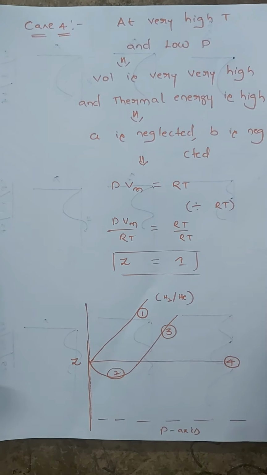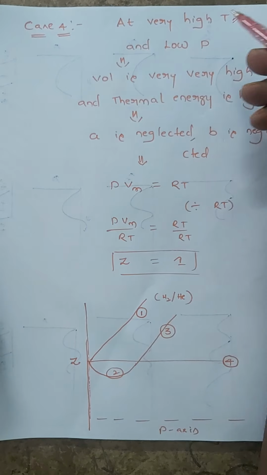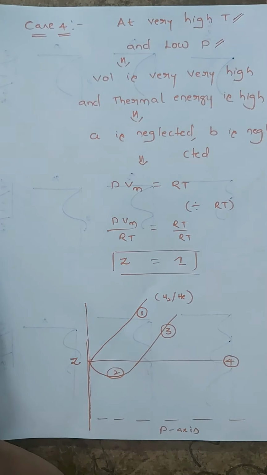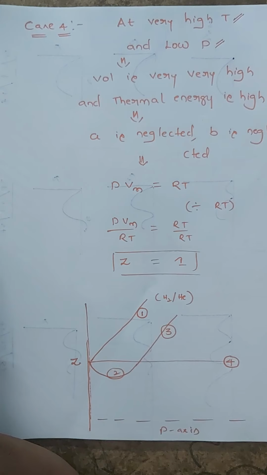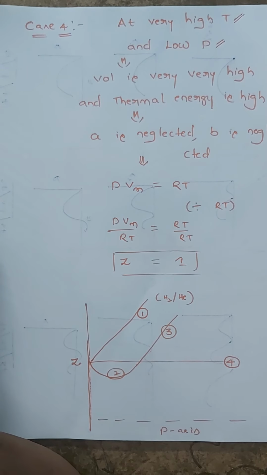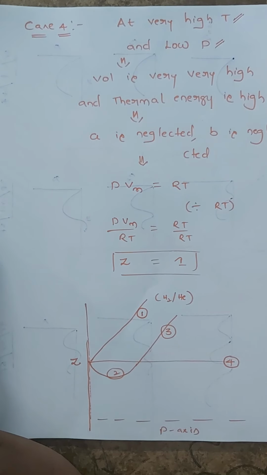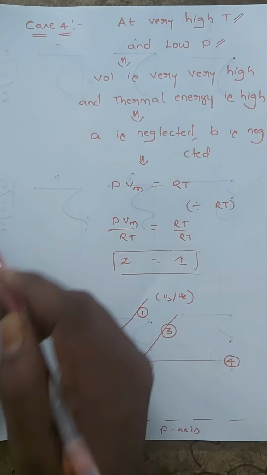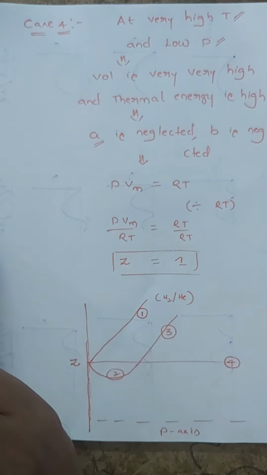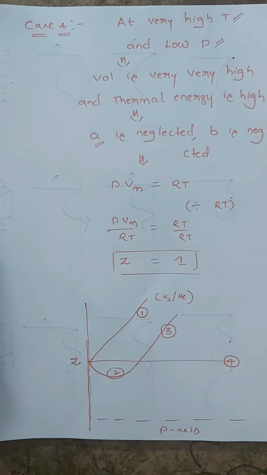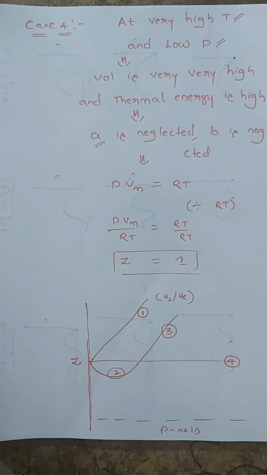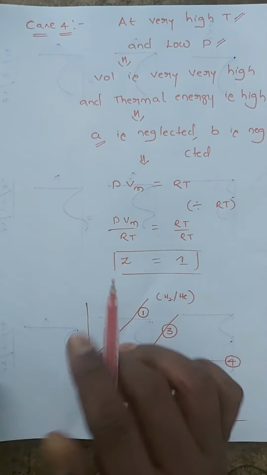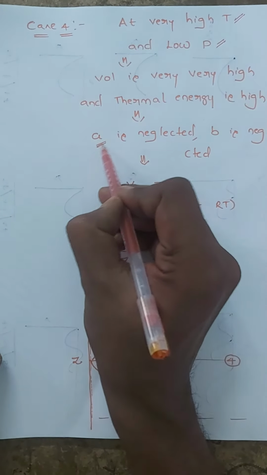In case 4, I have considered very high temperature and very low pressure. Both are favorable factors for increase in volume of gas. So volume is very, very high. And at the same time, thermal energy is very high because it is at high temperature. Whenever thermal energy is high, attractive forces are neglected. Here, attractive forces are neglected because of two reasons. One is due to high thermal energy. Second, due to the large distance of separation between adjacent molecules. So we can neglect a.